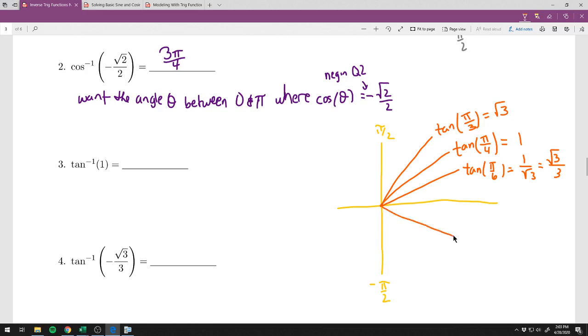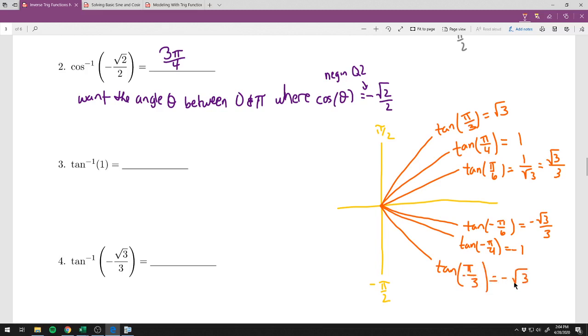If you come down here in quadrant 4, all these angles are just negative of the angles up here. Because of the reference angles being the same, the only thing that changes is the sign. Tangent of negative pi over 6 will be negative square root of 3 over 3. Tangent of negative pi over 4 will be negative 1. And tangent of negative pi over 3 will be negative square root of 3.